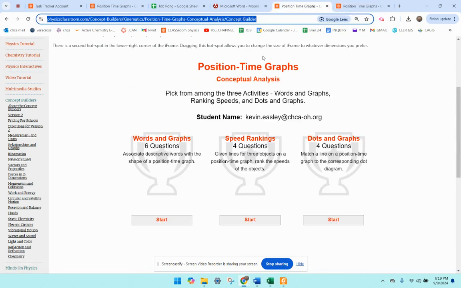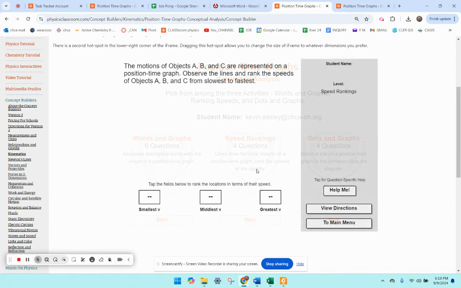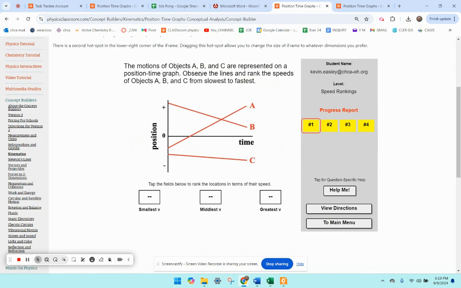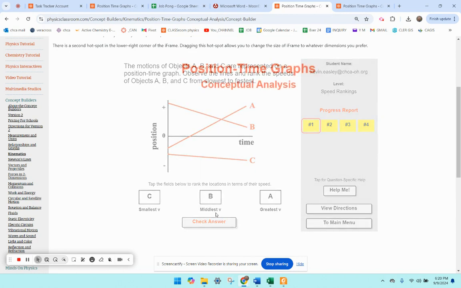All right, I'm going to go ahead and jump over here to the second one, because this kind of gets into what we were just looking at. Rank the speeds from slowest to fastest. Here you're looking for the least amount of change on the y-axis compared to the change on the x-axis. Basically, which of the slopes are the least steep? So here the slowest would be C. The fastest would be A. And then somewhere in between would be B.